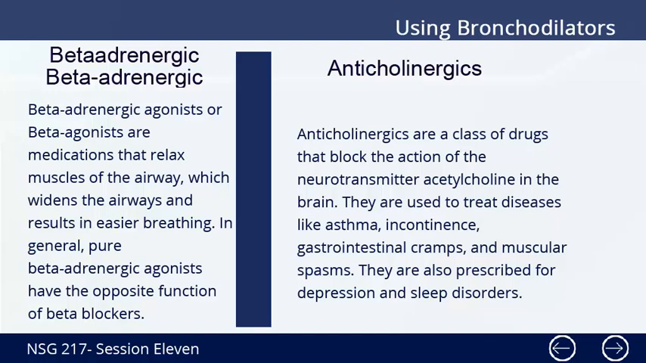Anticholinergics. Anticholinergics are a class of drugs that block the action of the neurotransmitter acetylcholine in the brain. They are used to treat diseases like asthma, incontinence, gastrointestinal cramps, and muscular spasm. They are also prescribed for depression and sleep disorders.